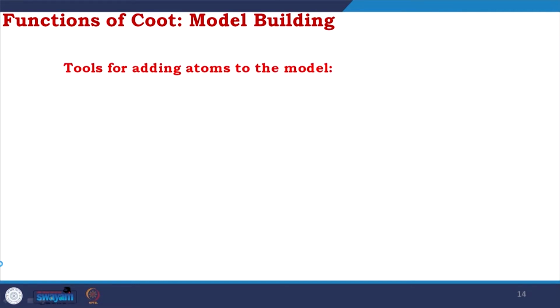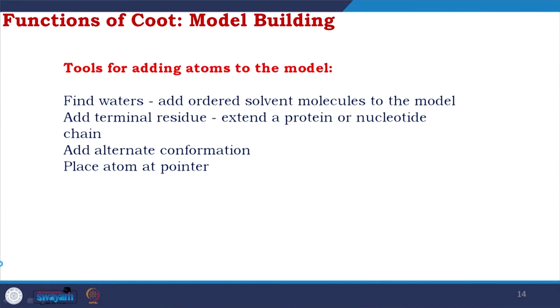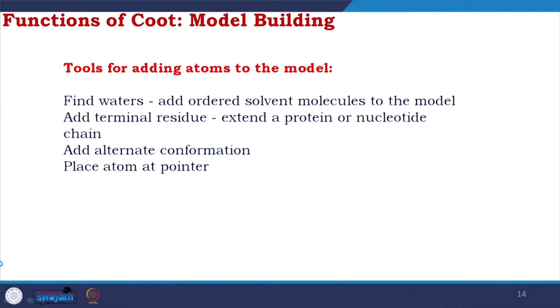Then there are tools for adding atoms to the model, find waters, because you have the electron density map and the waters are represented like a spherical blob. So, you get it, you put water there. When you want to extend the chain, you use add terminal residue, add alternate conformation when you see that there is existence of two or more conformations, and place atom at pointer. I will show you all of them when I go to the demonstration part.